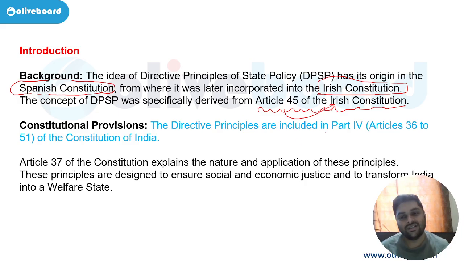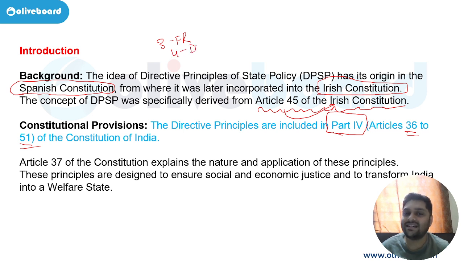In the Indian Constitution, the directive principles of state policy lie in Part 4. That is Article 36 to Article 51. Not Part 4A. Part 3 is fundamental rights. Part 4 is DPSP. Part 4A is what? What is Part 4A? Homework. Let me know in the comment section. Please put it in the comment section. What is Part 4A of the Constitution?